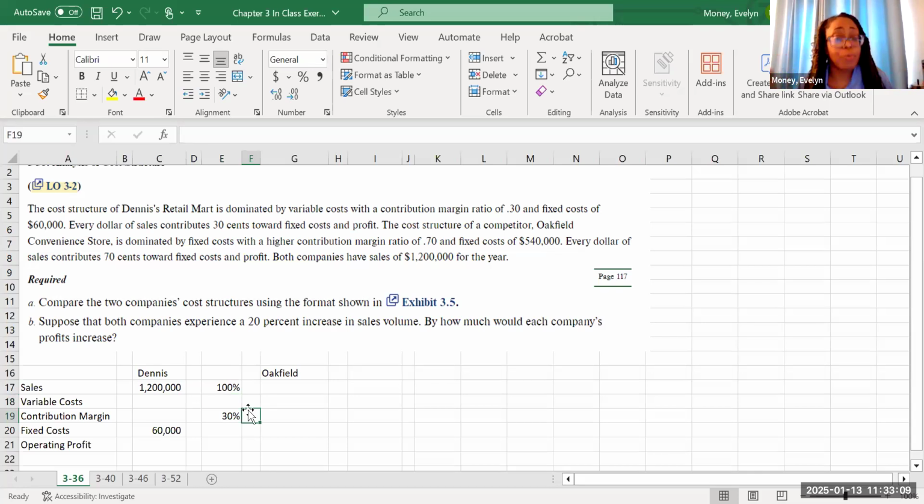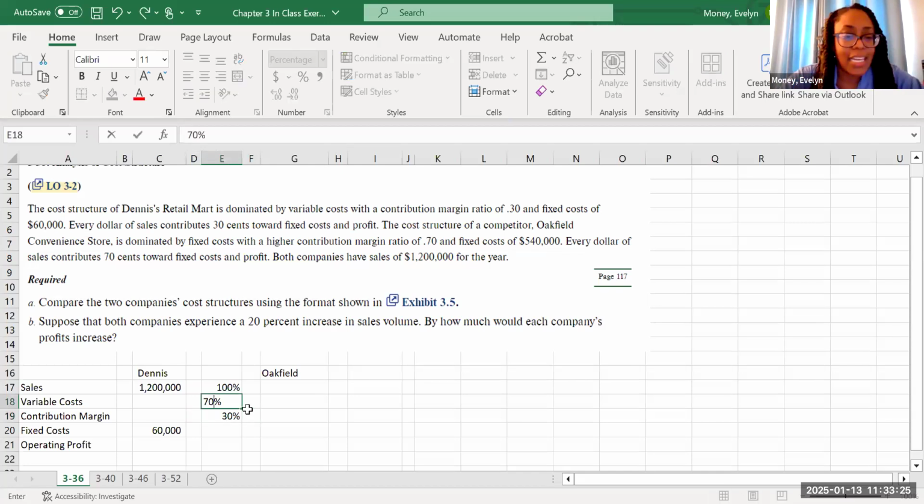So when you are first presented with a problem like this, the problem will not tell you that sales is 100%. You will have to know that your starting point is sales of 100%. So 100% minus 30% is simply 70%. So to find my variable cost, I can take my sales of 1.2 million and multiply that by the variable cost ratio of 70%.